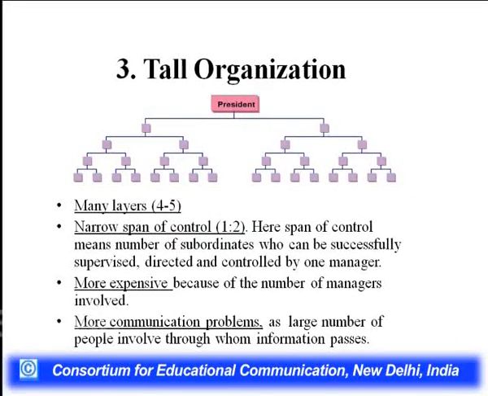The third important type of structure of an organization could be the tall organization. In this particular case, the number of hierarchy levels in this setup may increase, which may be a minimum of 4, and it can go up to n number. So here you can find that many layers may exist. At the same time, it has a narrow span of control. It means the superior has a limited number of subordinates. As in this particular case, we are finding it is near about a 1:2 ratio, which may move maximum up to say 5.